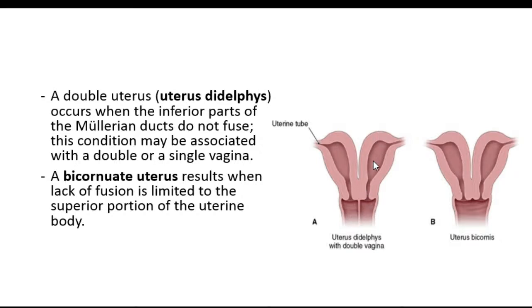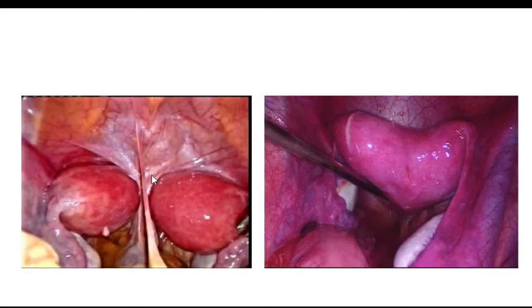If you see on the picture, this is a double uterus, so completely two different uteri, two different cervices, very adjacent one to another, and this we call uterus didelphus. In uterus bicornis, sometimes there are two cervices, but sometimes even one cervix. You see here, this is the uterus didelphus, two uteri inside the pelvis, and this is uterus bicornis.